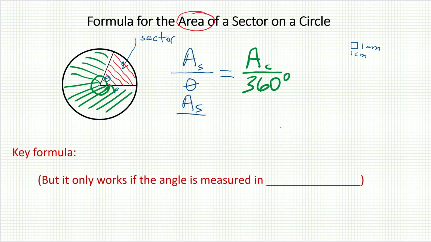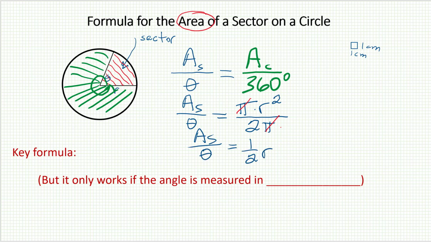The area of the sector divided by the angle. Well, let's see. The area of a circle, we have a formula for that from geometry. It is pi times the radius squared. 360 degrees in radians is equal to 2 pi. The pi's cancel here, and instead of writing r squared over 2, I'm going to write 1/2 r squared. That's the same thing, dividing something by 2 or multiplying it by 1/2. And then let me multiply both sides by theta.